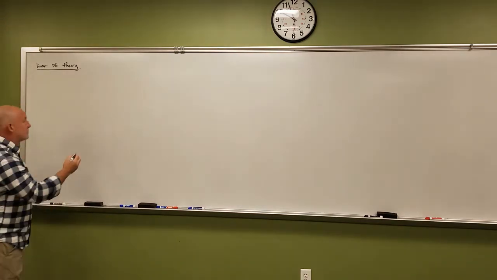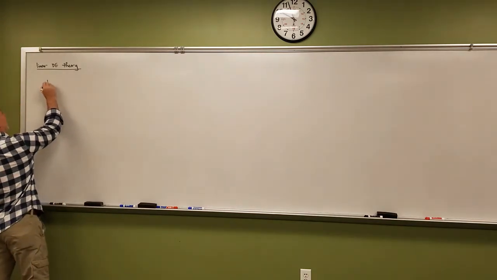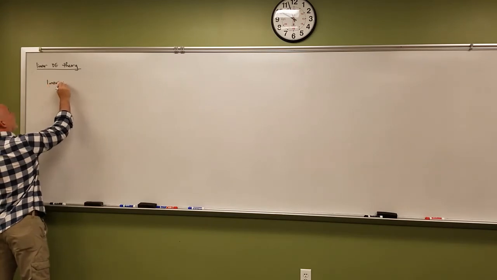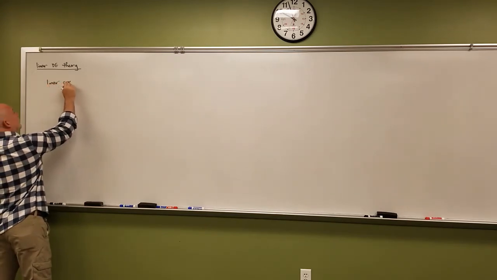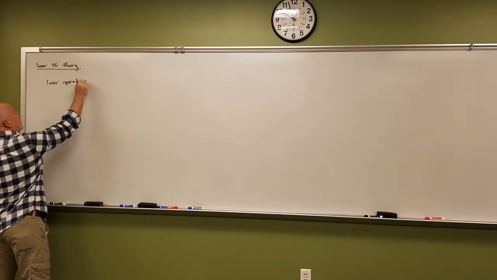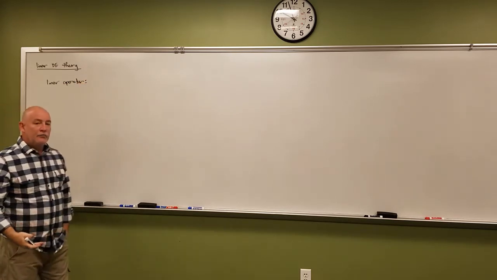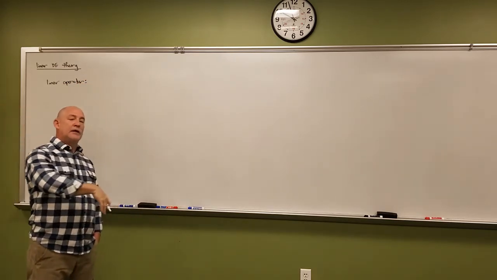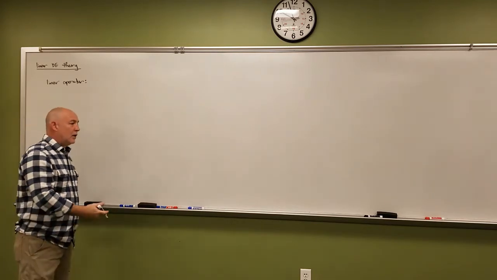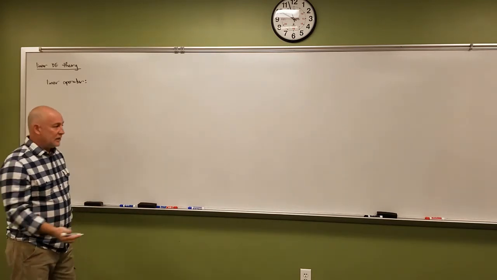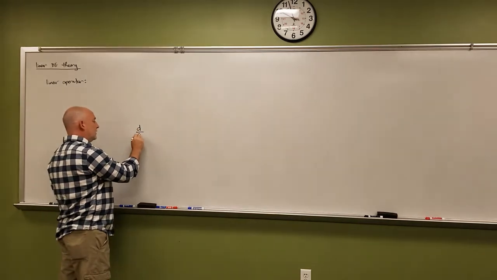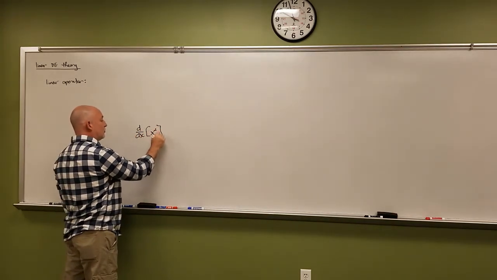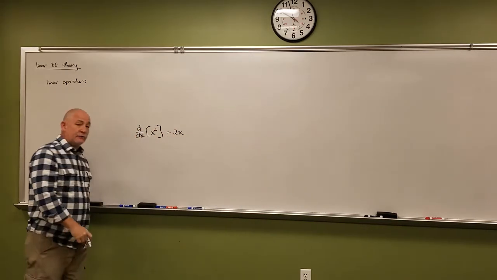First thing I want to talk about is something called an operator. In this case, a specific type, a linear operator. Now, an operator is really anything that changes one thing into something else. One of the easy ones that we've seen is the derivative. It is an operator, right? Because it changes one function into another function.